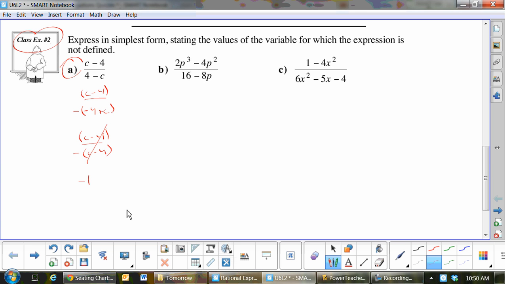But it did have something in the bottom. It did have something in the numerator, denominator, I mean. So we have to talk about it, that C cannot equal what? 4.